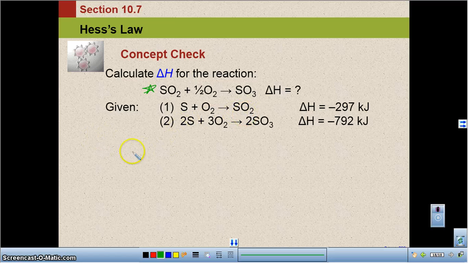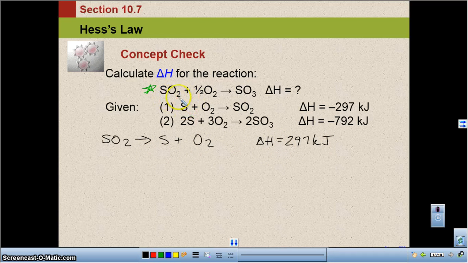So let's start first by flipping the first reaction. So we're going to take SO2 and flip it to form S plus O2. And our delta H for this reaction is going to be the reverse, or the opposite. Instead of negative, it's going to be positive 297 kilojoules, meaning that this is an endothermic reaction taking in 297 kilojoules of energy.